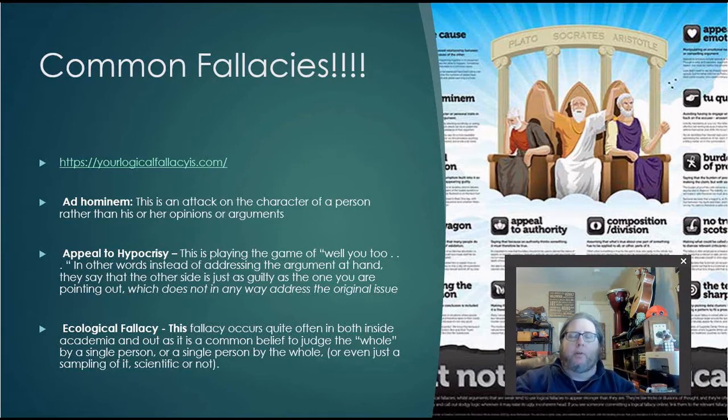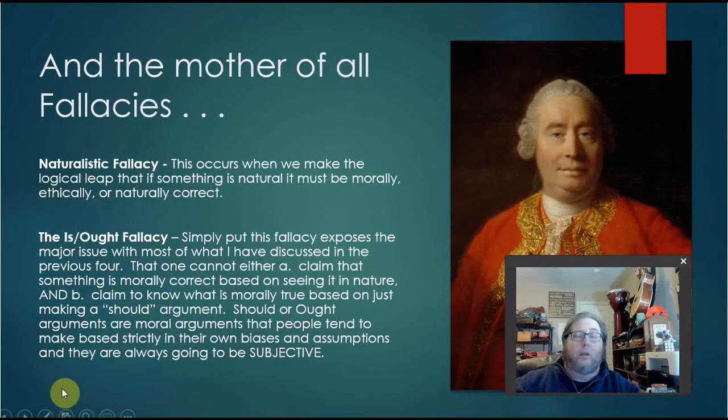Same concept, all right? Number 4, naturalistic fallacy. This occurs when we make a logical leap. Let me move this over, because these are the mother of all the fallacies right here. These are probably the most important ones, all right? And the guy you're seeing in that picture is David Hume. He's the one that pointed these out.